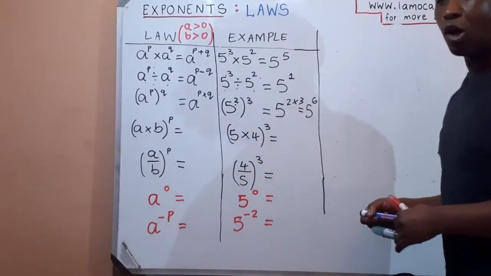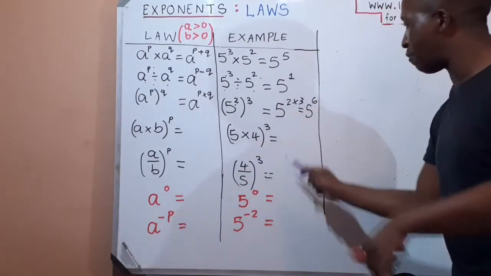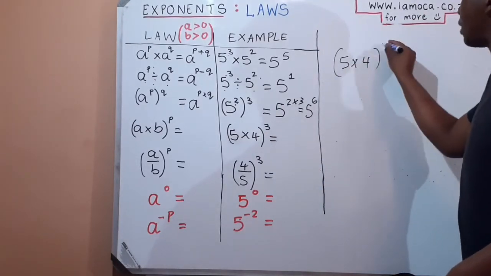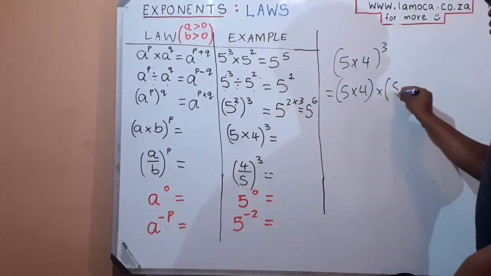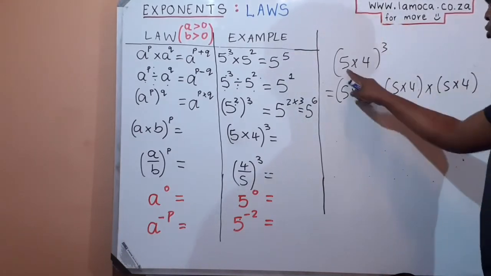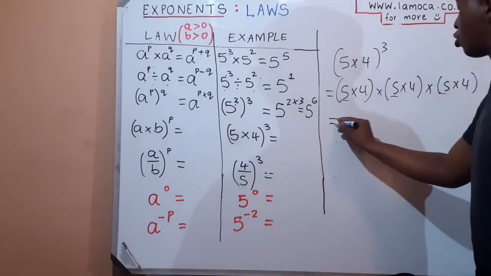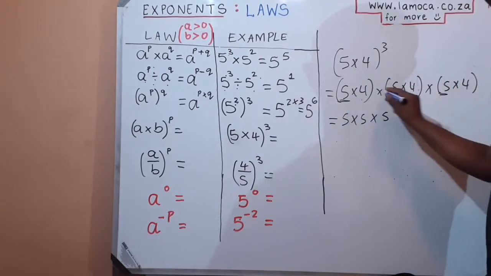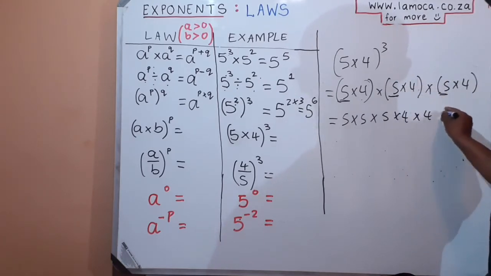So we're not going to change the law. The law says this means whatever you have inside the bracket is multiplied by itself those many times. So that means 5 times 4 cubed is just as good as saying 5 times 4 the first time, times 5 times 4 the second time, times 5 times 4 the third time. So we're doing the same thing 3 times. But look at the 5s. If I just multiply the 5s alone, I'm just going to have 5 times 5 times 5 because I've got 3 of them in total. And if you look at the 4s, I've got 1, 2, 3 of them in total. So that's 4 times 4 times 4.